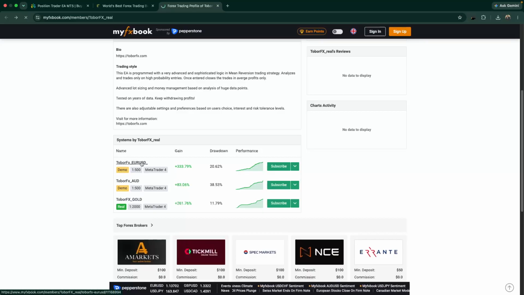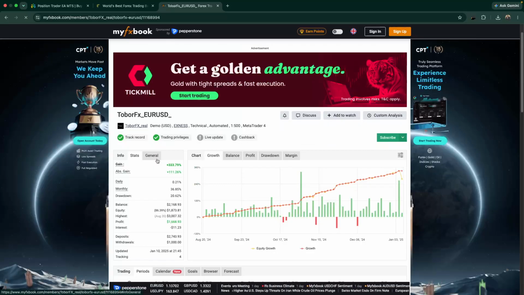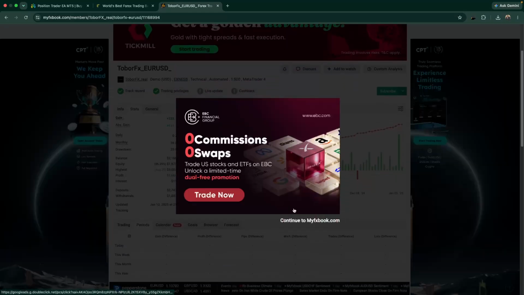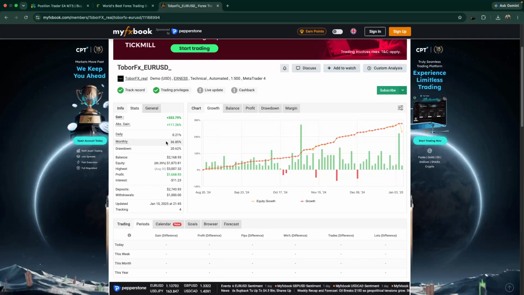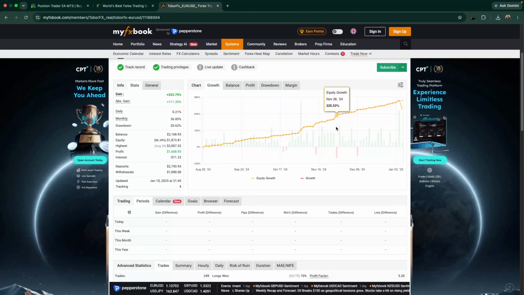Let's look at the EURUSD first, and you can see the EURUSD account shows us roughly 334% gain with about 20% drawdown. That's 20.62% drawdown, and a solid win rate of 70 to 74%. This is actually impressive. And remember, this is the demo account, not the live account. And this is the equity curve, which is quite impressive.